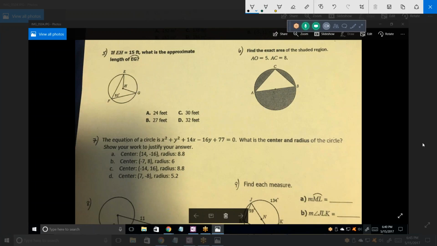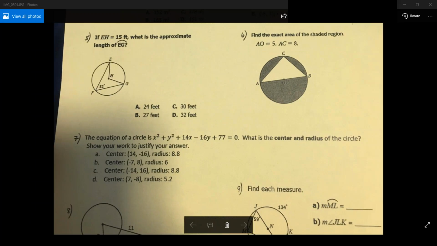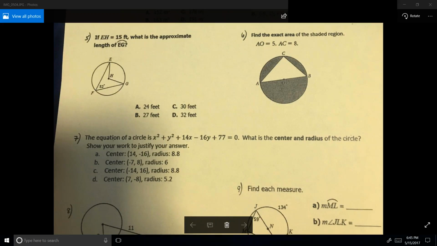Number 6. Typically, shaded region problems are subtraction problems. Yeah. I say typically because not always.